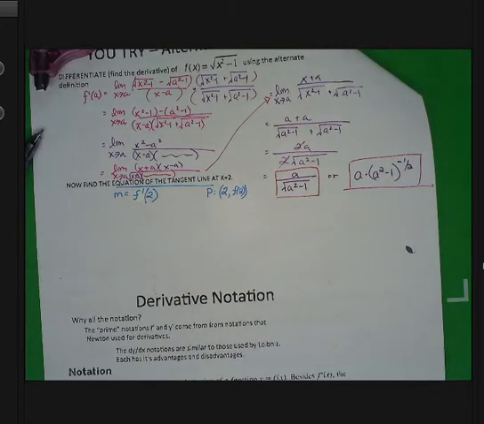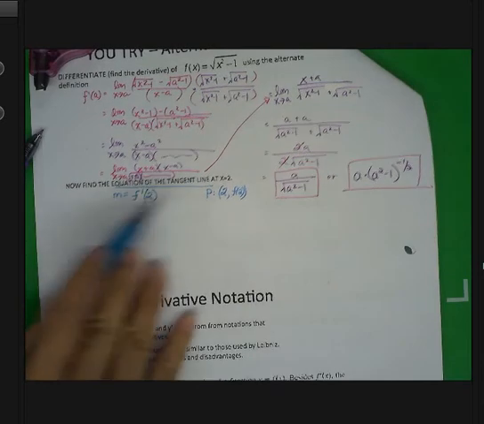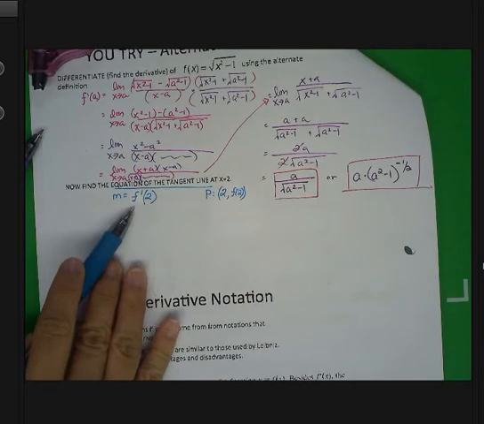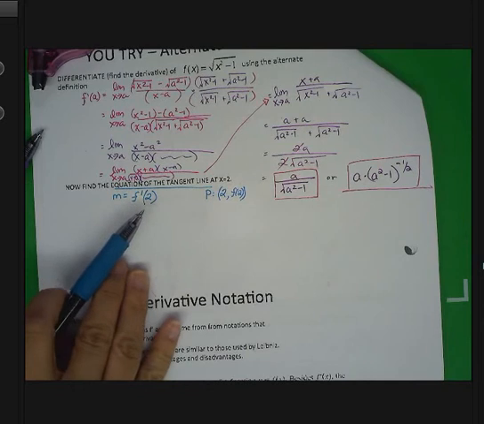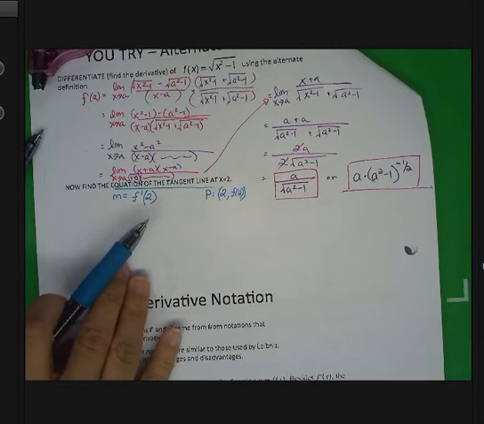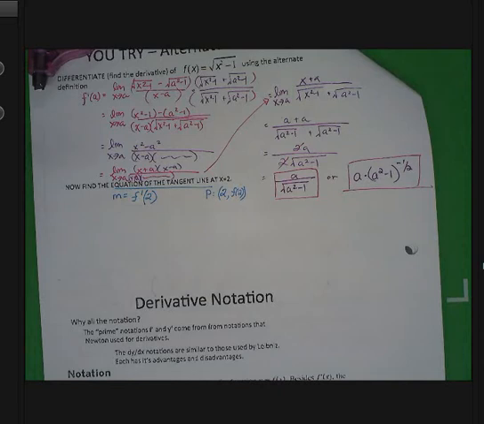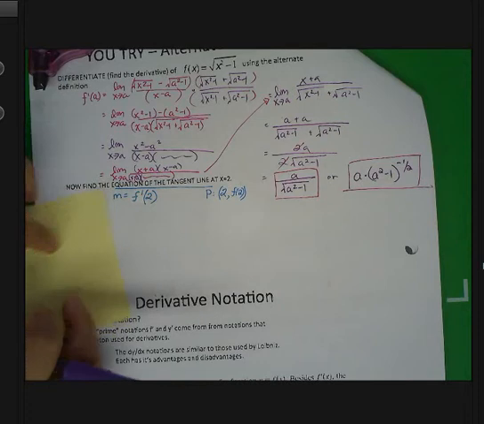By the way, if I asked you for the normal line, you would use the same point, but instead of the slope being f prime of 2, it's going to be the opposite reciprocal, because it's going to be perpendicular. So it would be negative 1 over f prime of 2, because you're going to do a reciprocal and negate it. So you can't just say f prime of negative 1. No, that's different.